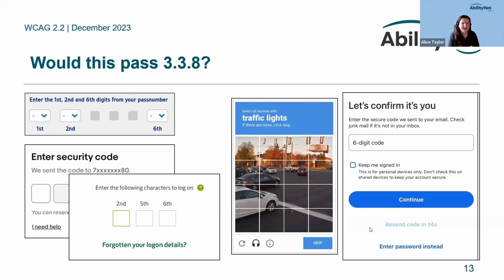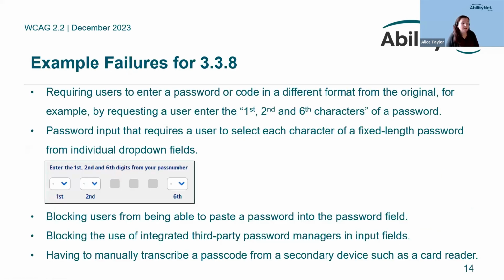So thank you very much for that, everyone. I hope you found that useful to go through those examples. We'll just quickly run through some other example failures. Requiring the user to enter a password or code in a different format from the original, for example, by requesting a user to enter the first, second, and sixth characters of a password, would be a failure. Or having a password input that requires a user to select each character of a fixed length password from individual drop-down fields would also be a failure.